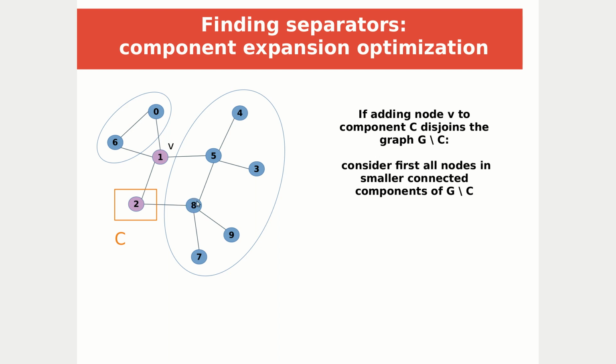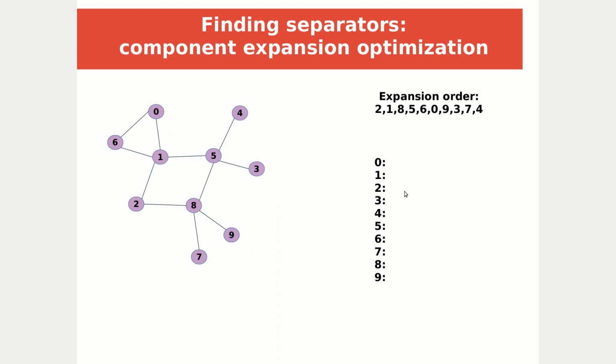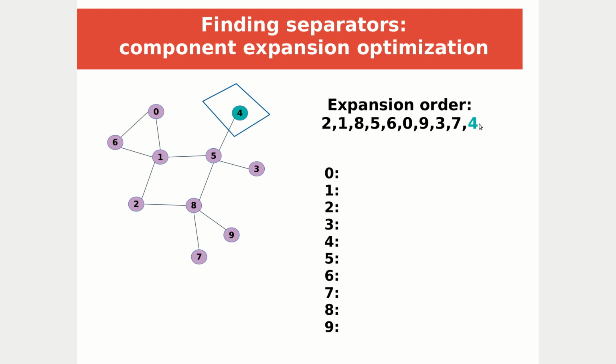That is, instead of adding 8 to the set 1, 2, we would like to consider all nodes from this connected component. That is, we would like to rearrange nodes in the already found expansion order so that all nodes from this component precede nodes from larger components. To do that, we create an auxiliary graph, an auxiliary tree, and consider our known expansion order in reverse. Consider node 4, node 7, node 3, node 9, node 0.